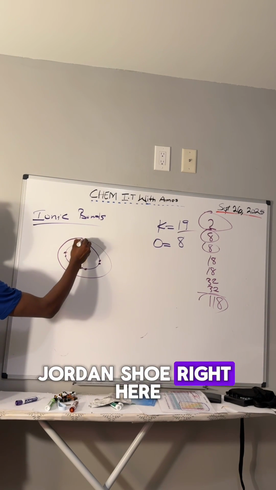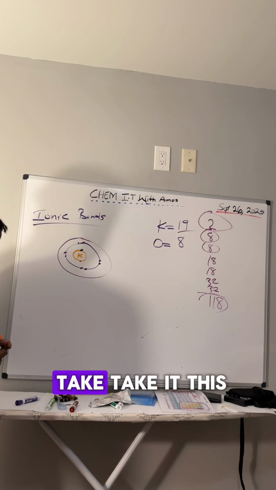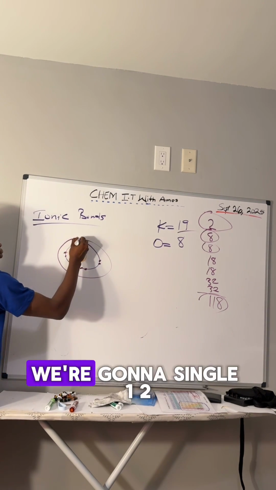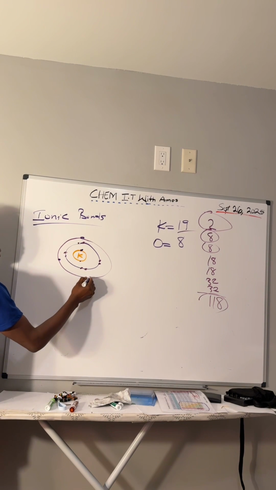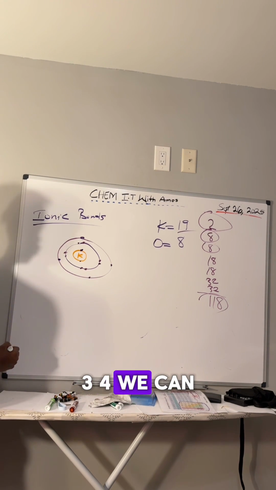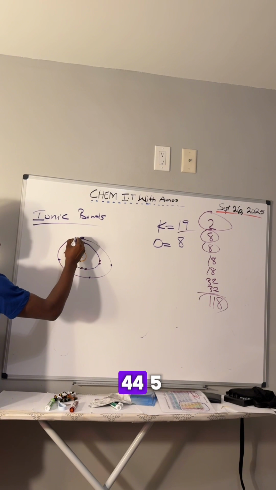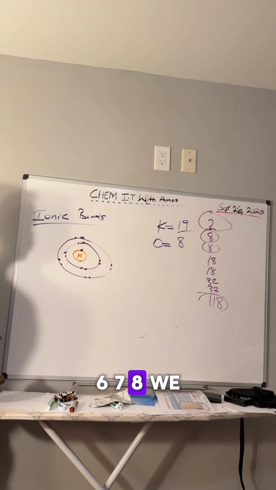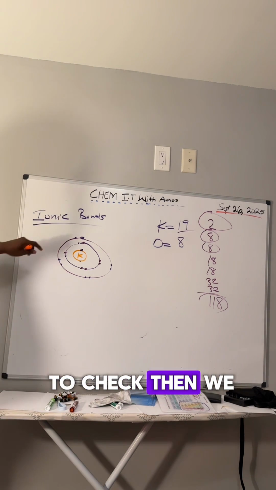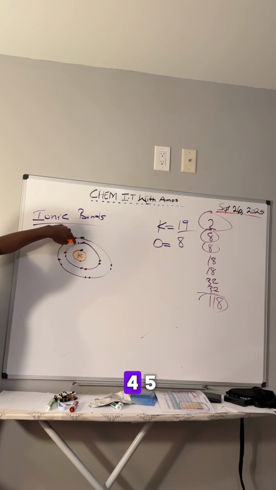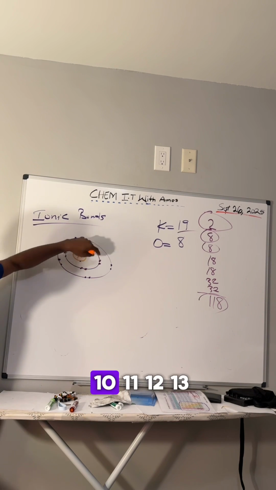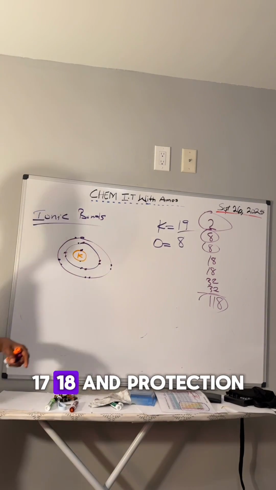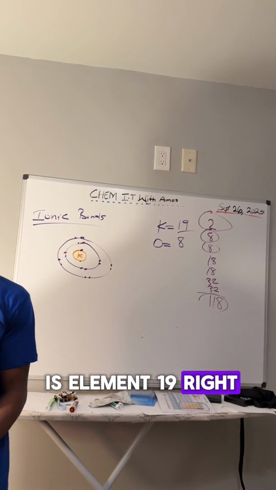We draw this shell right here. So this shell also takes 8. This 8 right here, where the singles are 1, 2, 3, 4. We can double 4, 5, 6, 7, 8. We can now try to check them. We have 1, 2, 3, 4, 5, 6, 7, 8, 9, 10, 11, 12, 13, 14, 15, 16, 17, 18. And potassium is element 19, right?